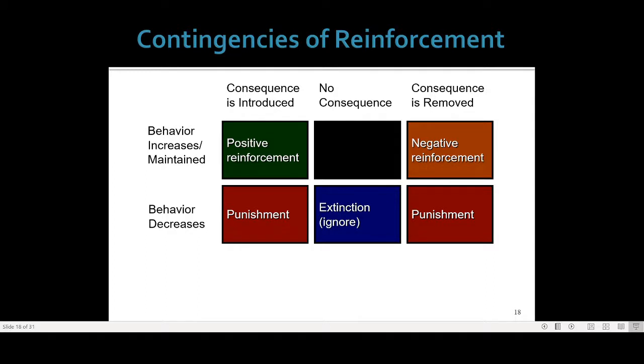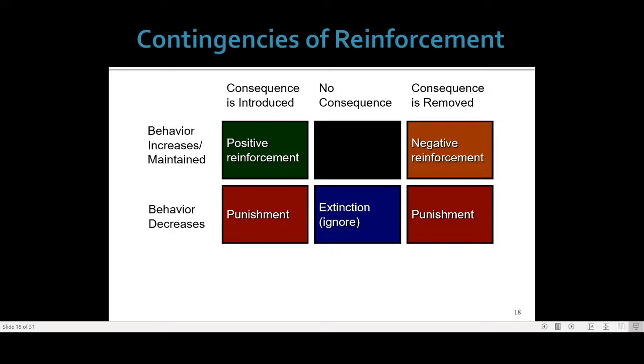So what happens when you do a positive reinforcement? The consequence is introduced and the behavior increases and is maintained. Then in negative reinforcement, the consequence is removed but the behavior increases and is maintained. In the punishment case, the behavior always decreases. In extinction, there are no consequences, and behavior decreases. So you don't respond to the person.